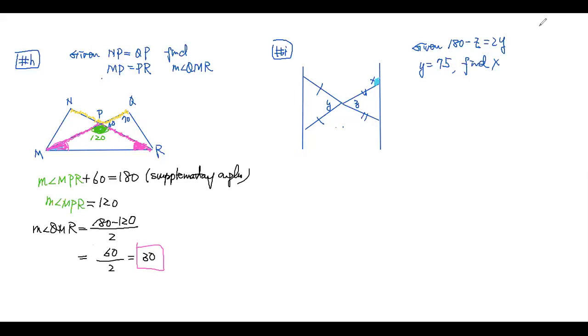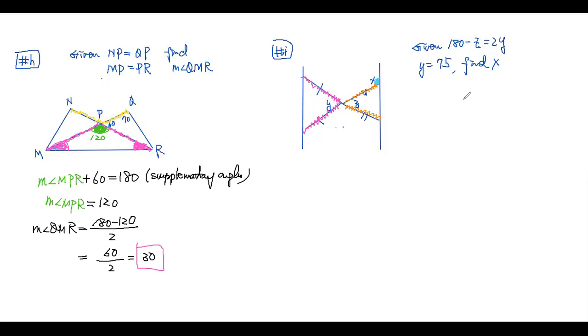Okay, so the last problem for this video is here. We're going to talk about this graph. First, you need to know that when they draw this dot, it means this line is equal to this line. So this one is equal to this one. They give you Y, Z, and the X here. They say Y is 75, and you want to find X, this little light blue one. Let's see how we find it.